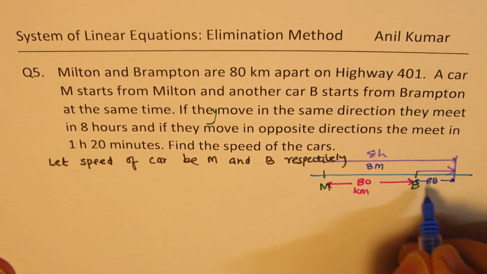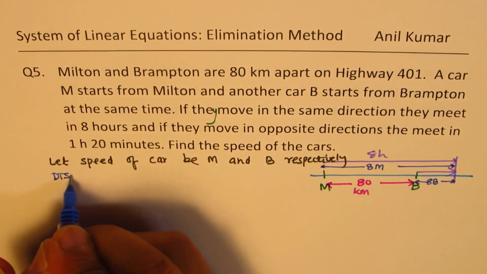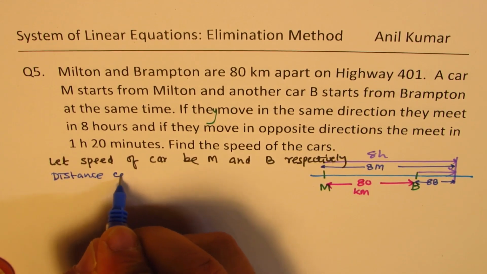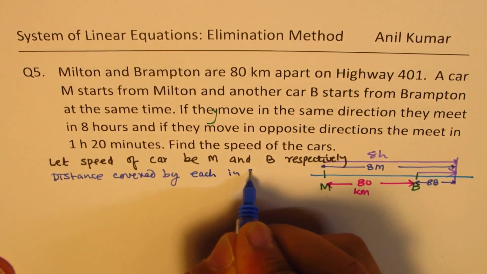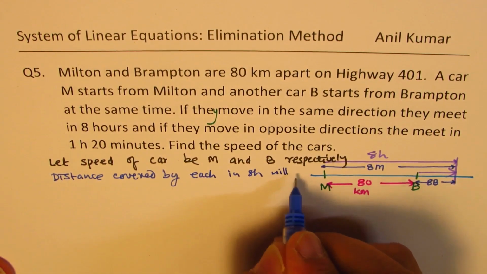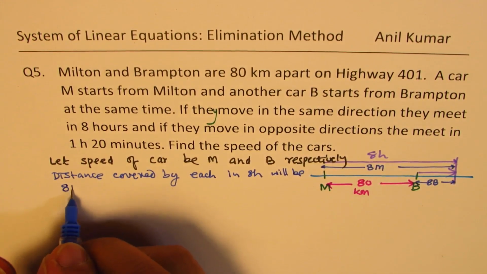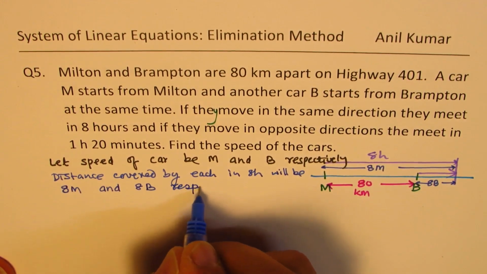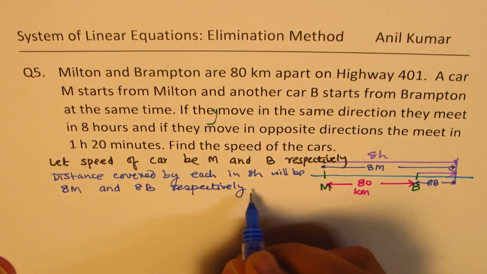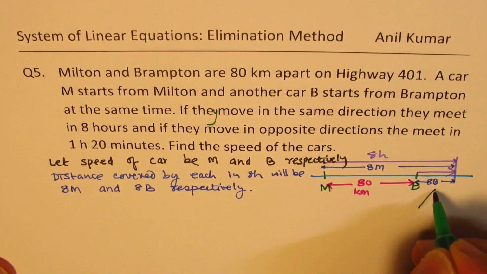So this is the distance. So the distance covered by each in 8 hours will be what? It will be 8 times the speed, which is m, and 8 times b respectively. Is that correct? Since distance is speed into time, right? So remember this triangle.